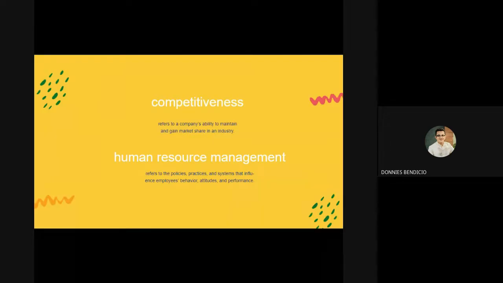Okay, so there are some terminologies with the training development that we want to learn. So number one is competitiveness. So it refers to the company's ability to maintain and gain market share in an industry. And the second one is human resource management. So it refers to some policies, practices, and systems that influence employees' behavior, attitudes, and performance.